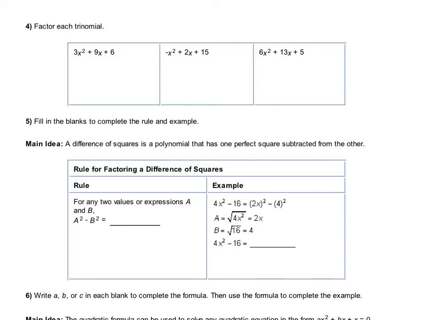So we're in number 4. It says we're supposed to factor each of the trinomials that's listed below. The very first thing we want to do is see if we can divide all these numbers by something. Well, I have 3, 9, and 6, and I know that I can divide all of those by 3. So I'm going to take care of that first. When I divide 3 by 3, I get 1x squared. 9 divided by 3 is 3x. 6 divided by 3 is 2.